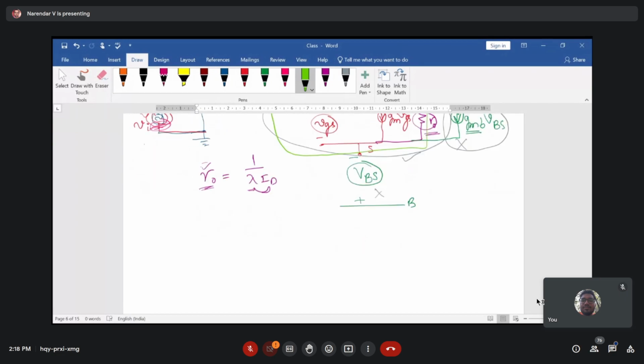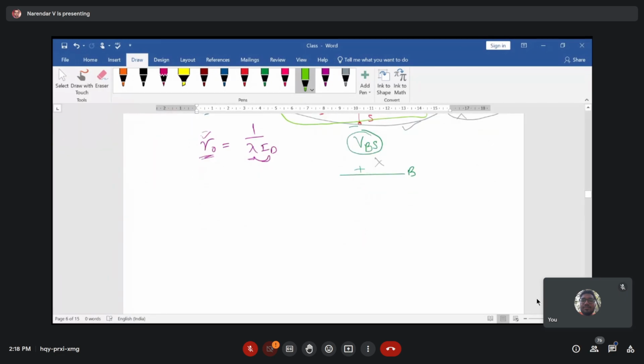Okay, so with this background, let's try to build an amplifier. We basically start with the common source amplifier, and then we'll see how the analysis is going to be for a common source amplifier. You can call it a single stage amplifier also, right? So this analysis is also referred to as single stage amplifiers.